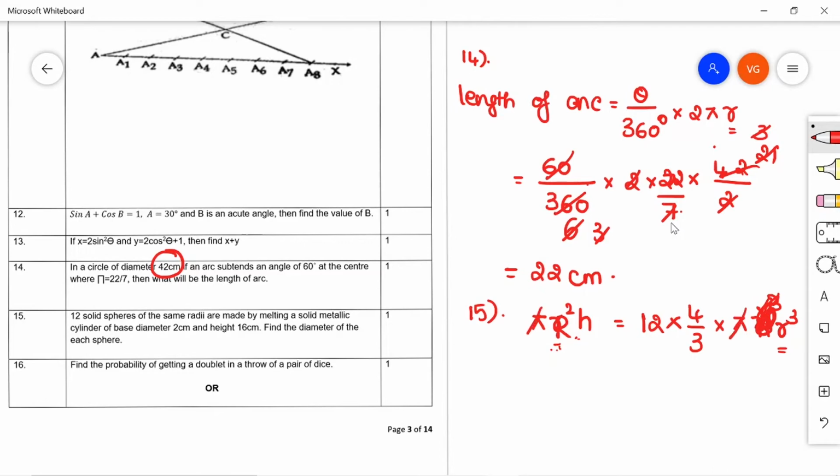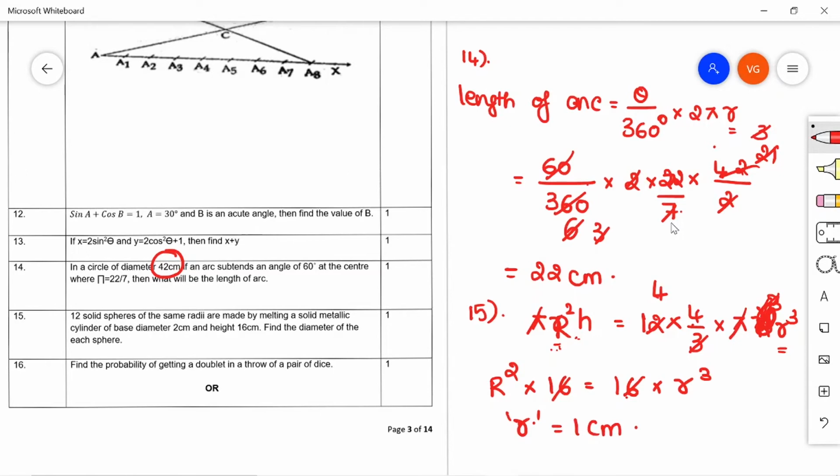So pi will get cancelled here and height of the cylinder is how much? 16. So directly you can substitute 16 also here. This is 4 here. So write down R square into 16 is equal to 4 into 4, 16 into this is r cube. Right, and then 16 will get cancelled. So R square is equal to r cube. So nothing but the radius of each sphere is 1 centimeter.